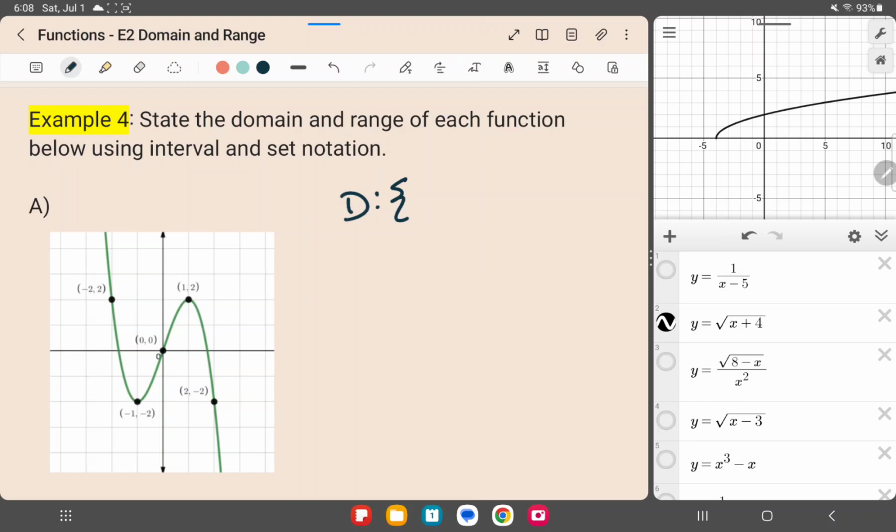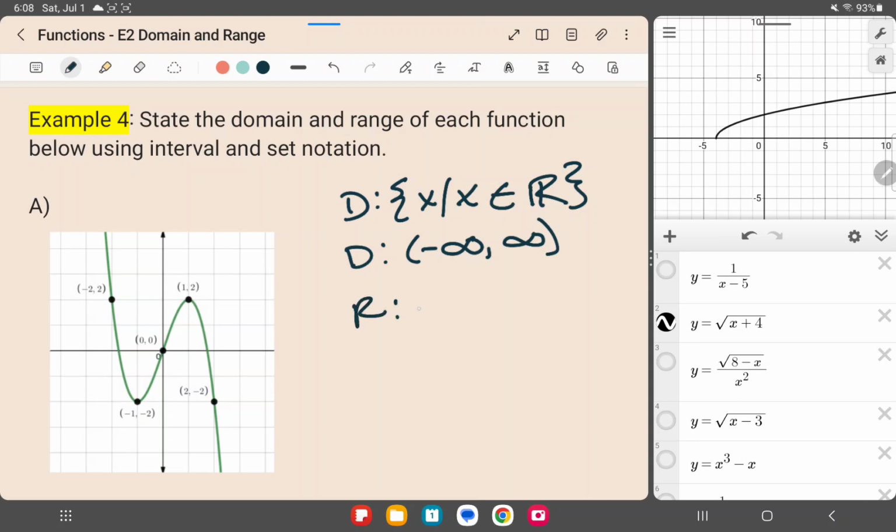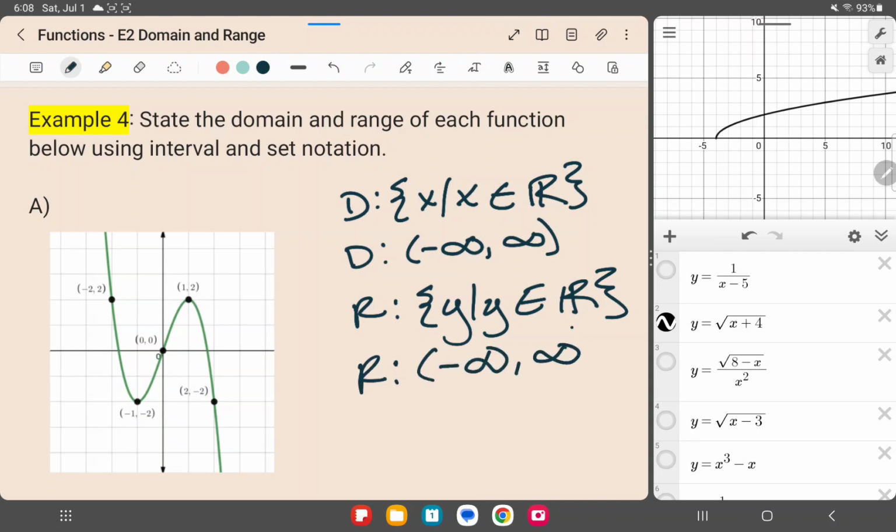So in this case, my domain is x such that x is an element of the set of all real numbers, or I can write that as negative infinity to positive infinity. And similarly for my range, y such that y is an element of the set of all real numbers, or from negative infinity to positive infinity.